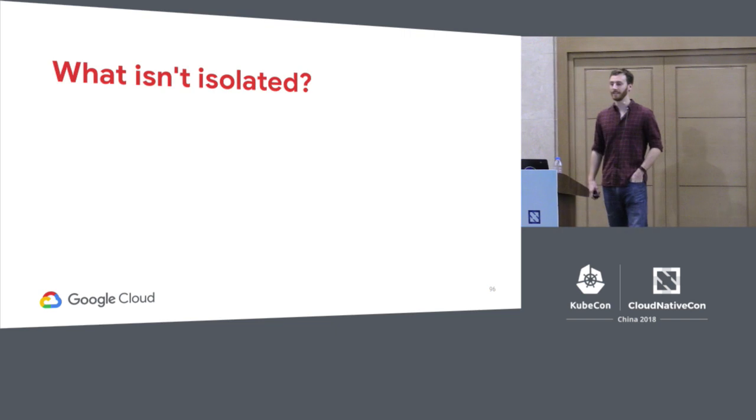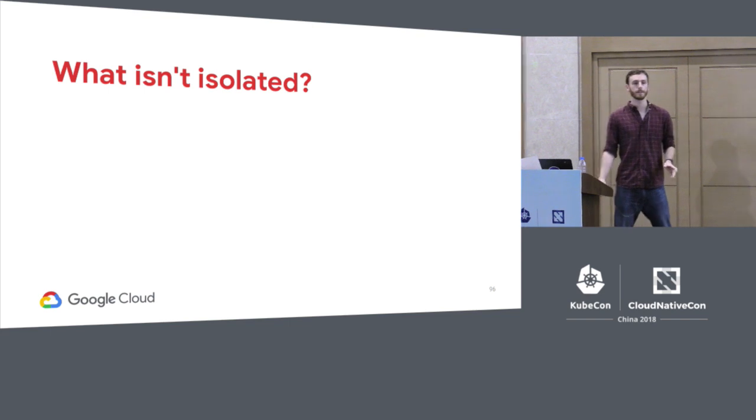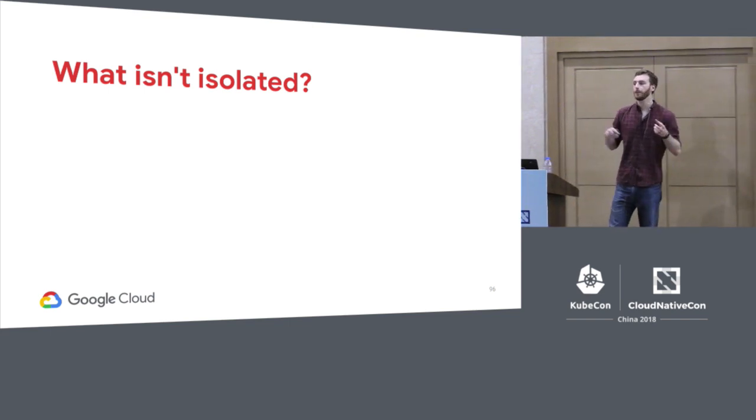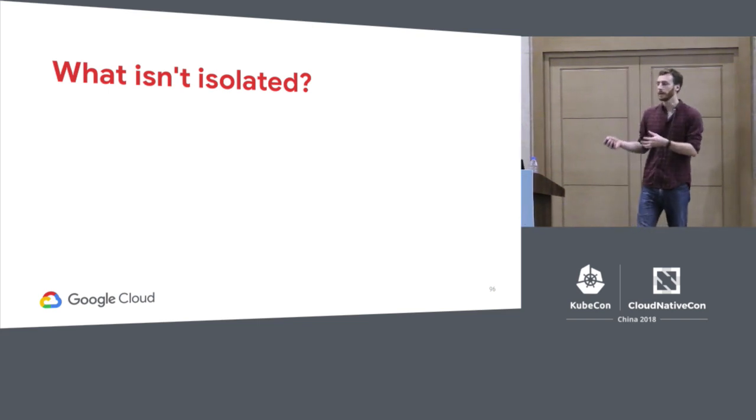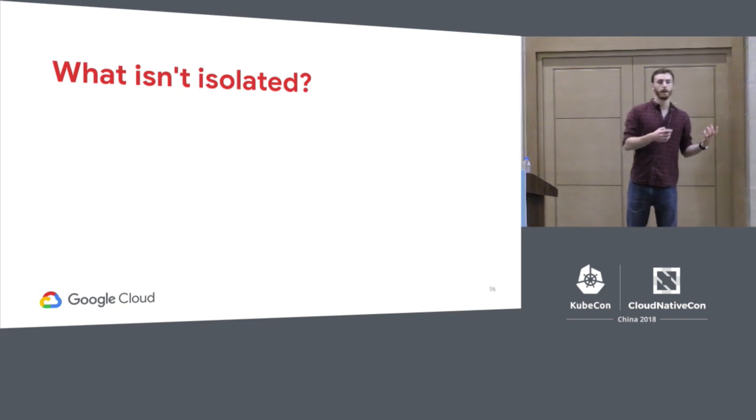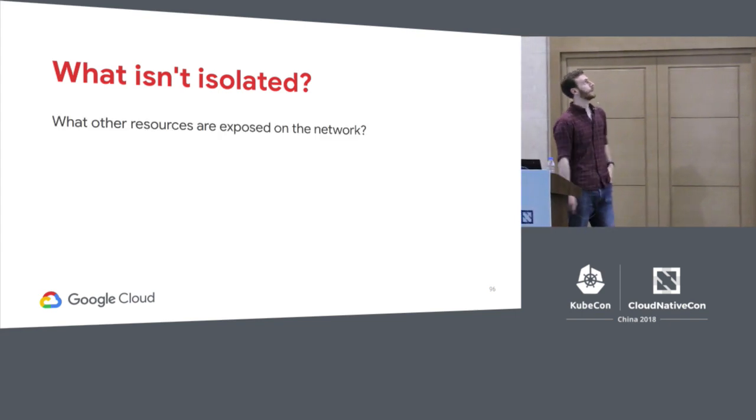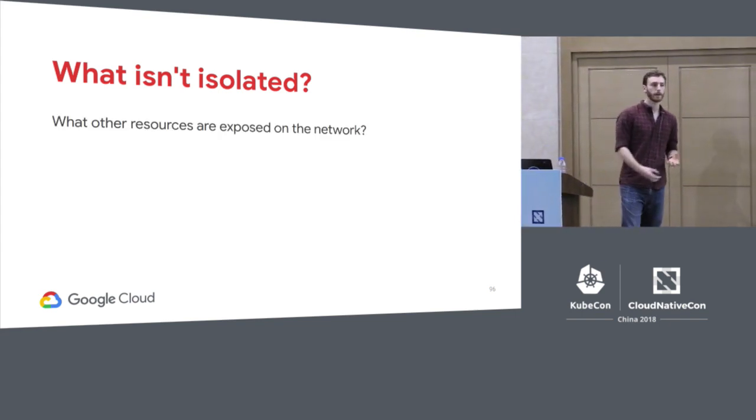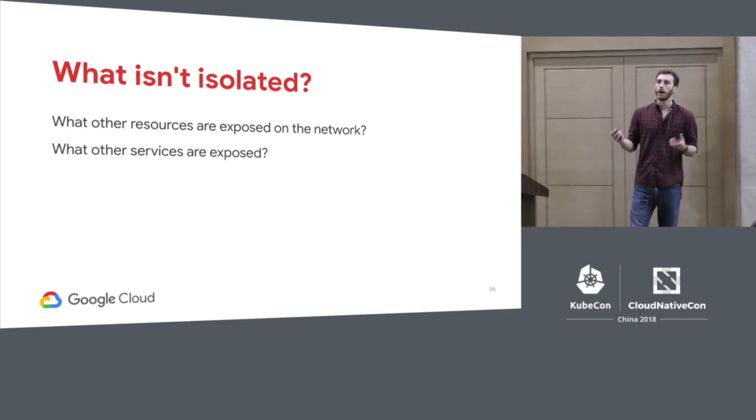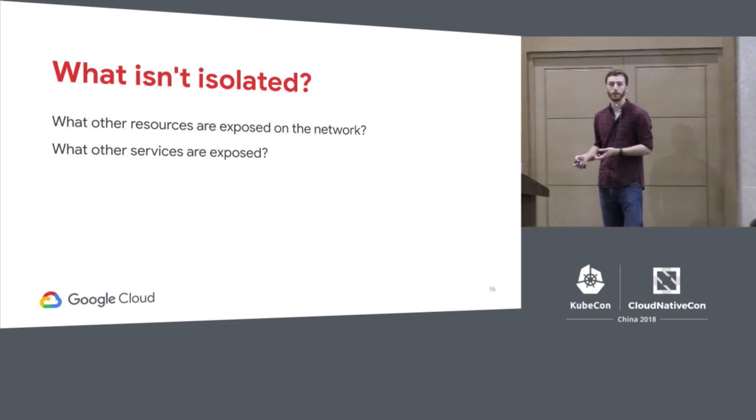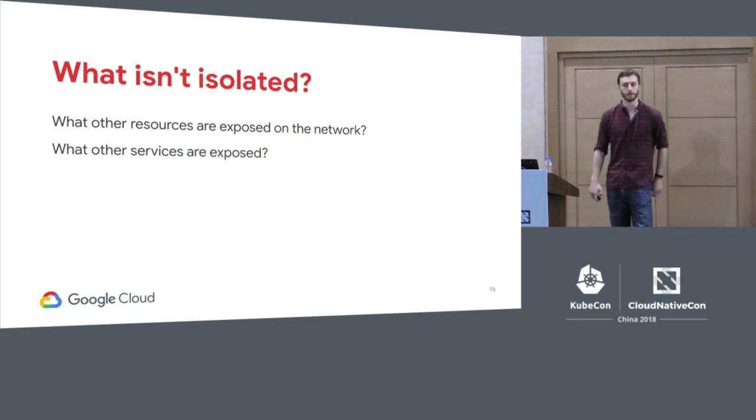So what isn't isolated at the cluster level? Well, at this point, it really depends on your setup. Where are you running your cluster? If you're running in Google Kubernetes Engine, your security model at this point is going to look very different than if you're running on bare metal in your own data center. So the questions you need to ask are, what other resources are exposed on the network? What other services are exposed? If you're running in the cloud, how is access to those services authorized? And do nodes in your cluster, for instance, have access to those cloud services?